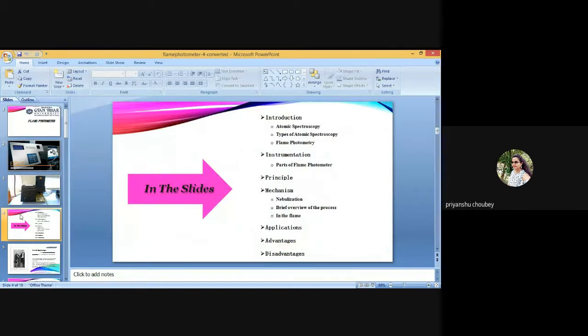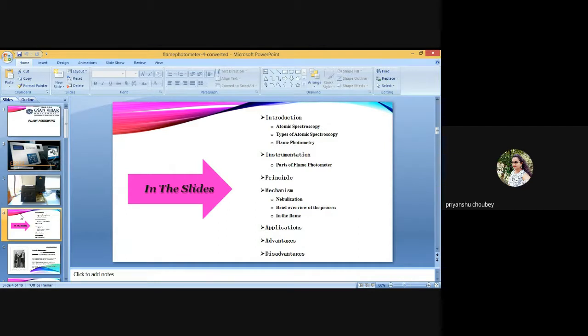Principle of the flame photometer. When a solution of a salt is sprayed into a flame, the salt breaks into its component atoms due to the high temperature. The energy provided by the flame excites the orbital electrons to a higher energy level. When these electrons return to their ground state, they emit a characteristic radiation.